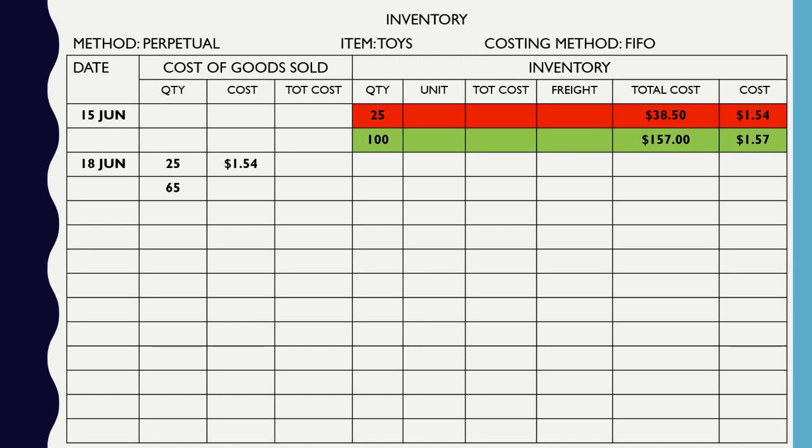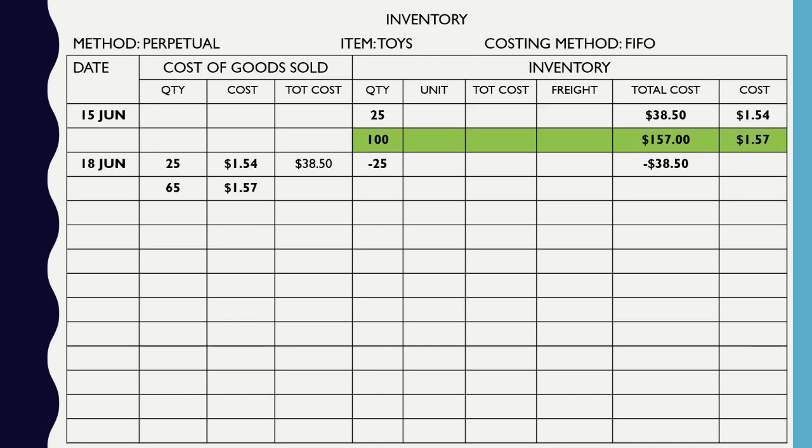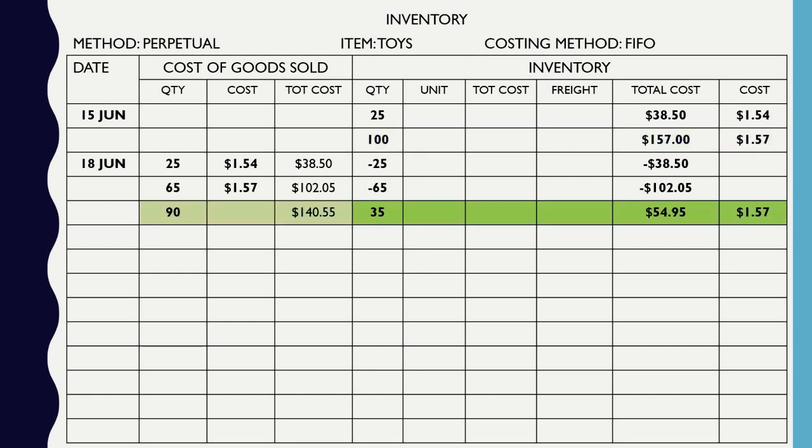And here's a little indicator that we're going to eliminate the first one. When we eliminate this 25, we no longer have the red batch at all. We only have green left. Then we calculate our green batch, which was $1.57. We multiply it by the 65, because that's how much remains of the 90 items we sold. We multiply across, and we get 102.05. We subtract that out from our green batch, and we indicate that my green batch is now 35 items left, at a total of $54.95.